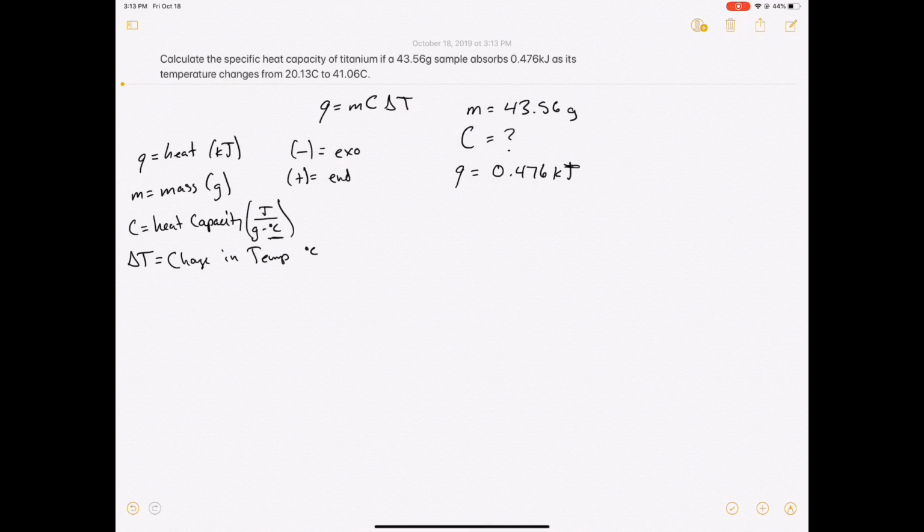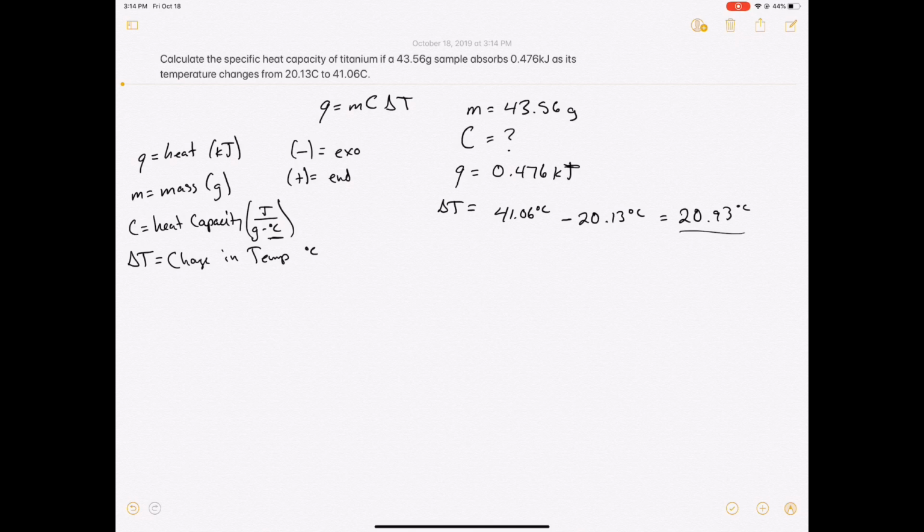And now delta T. We have our two values of temperature. It changes from 20.13 degrees Celsius to 41.06 degrees Celsius. So 41.06 is the final, so we will do 41.06 degrees Celsius minus 20.13 degrees Celsius. Using our calculator, this gives us 20.93 degrees Celsius. That is our delta T.